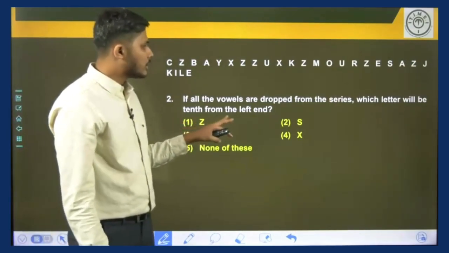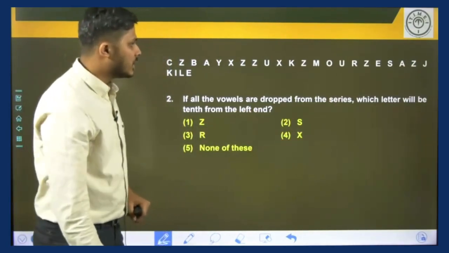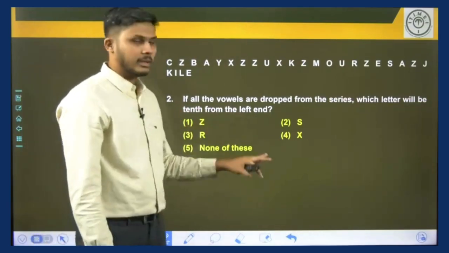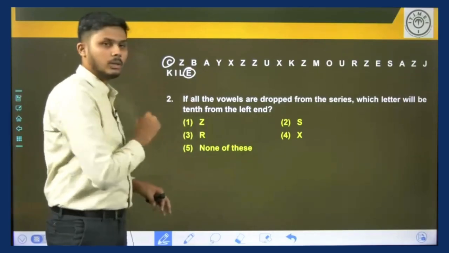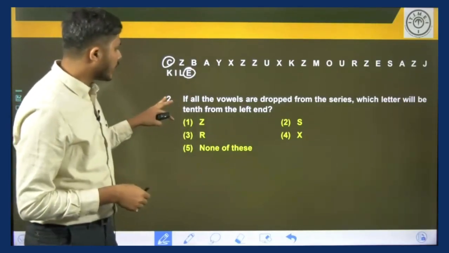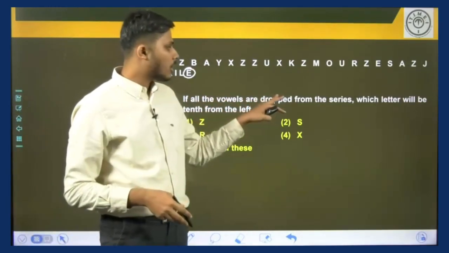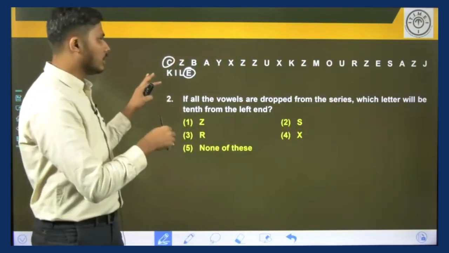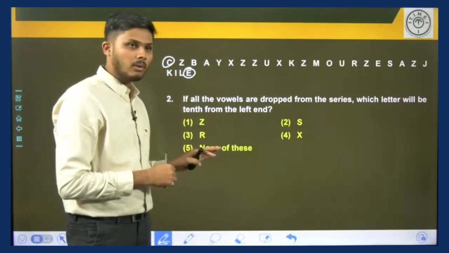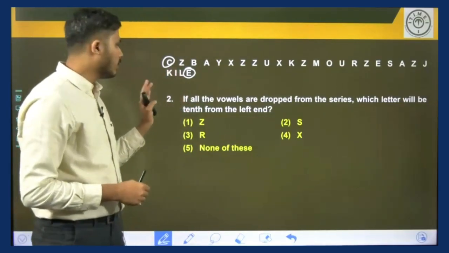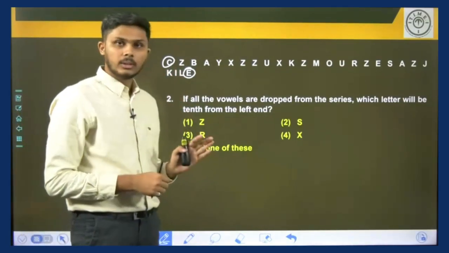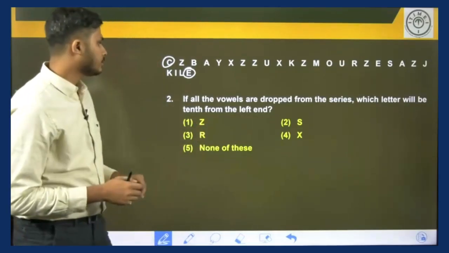If all the vowels are dropped from the series, which letter will be 10th from the left hand? As we have seen before, C is the left hand and E is the right hand. The given condition here is that all the vowels are dropped from the series. We need not write our complete series by dropping the vowels. We just have to count the consonants from left to right. We have to count the 10th consonant from the left hand.